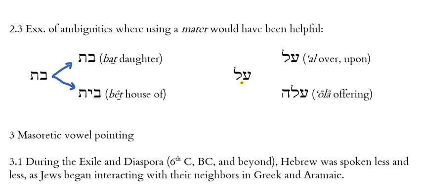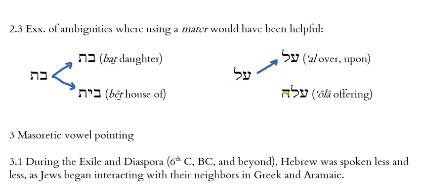Okay? And the same with this sequence, ayin lamed. That sequence of consonants could represent the word al or the word olah. Al means over or upon. Olah means offering. And to the scribe, if this simply was the word al, over or above, he wouldn't do anything. He would just leave the consonants the way they were. But if it were the word olah, he might think, I really ought to add something on the end to indicate that this has a second syllable. It's not al, but olah.